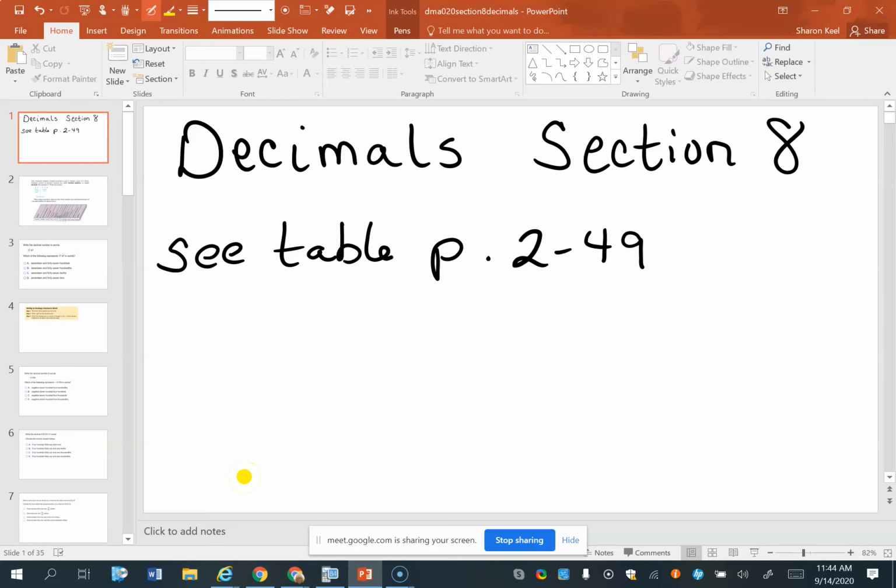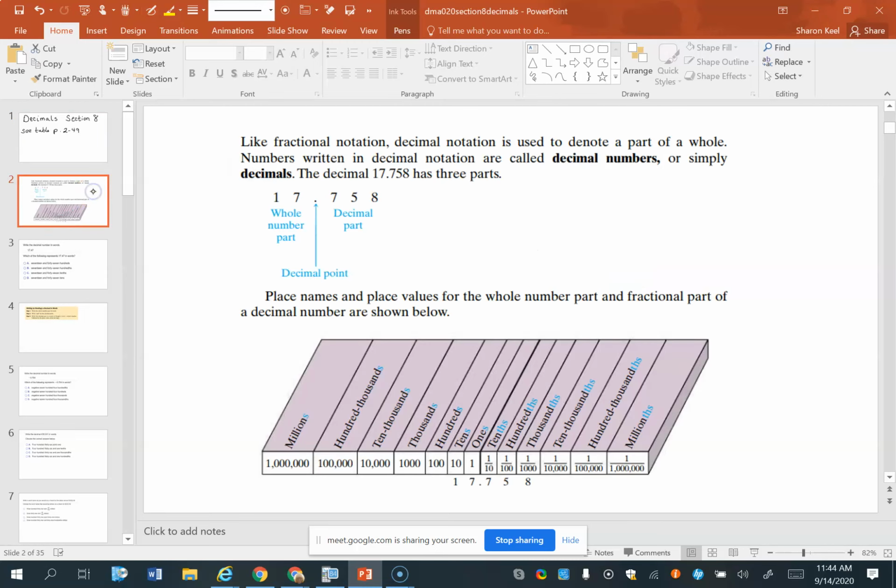We're going to begin talking about decimals for section 8. There's a table in your workbook on page 2-49 that you can go to, which is going to look very similar to this. Decimal notation is a way to note part of a whole, just like a fraction. However, the format is different. We call it decimal notation.